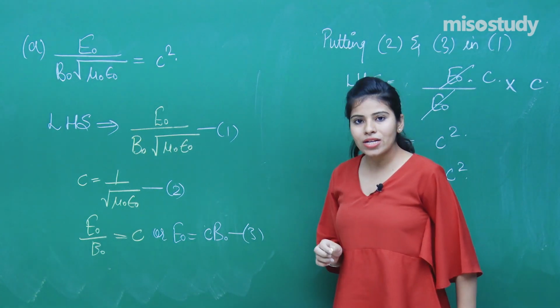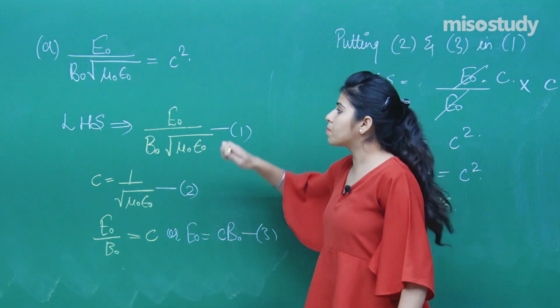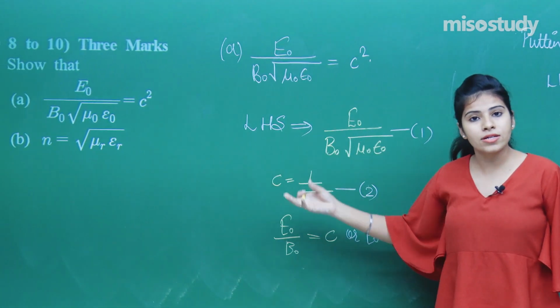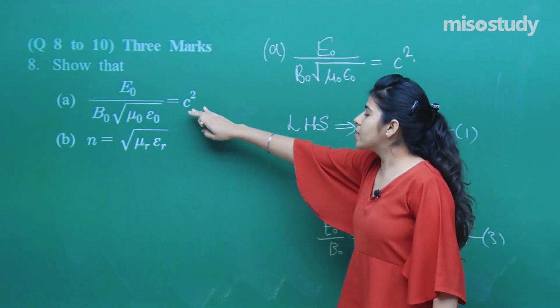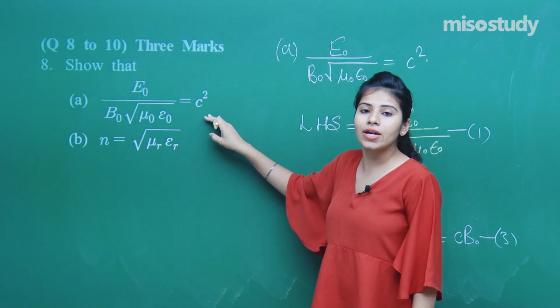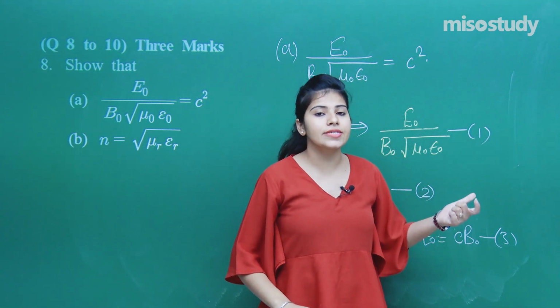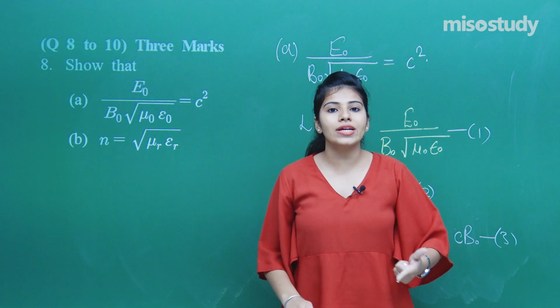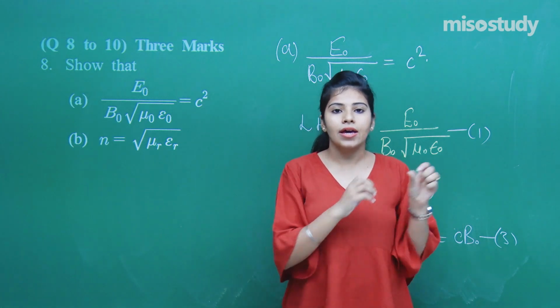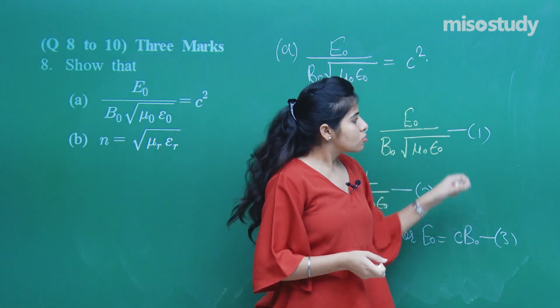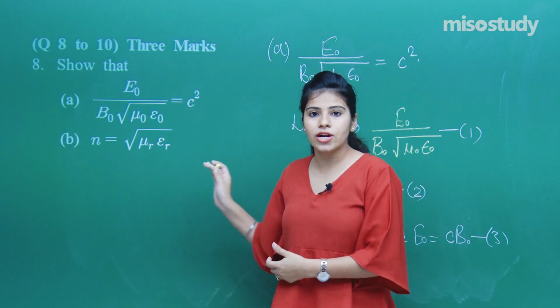So you can check your mistake on your own, because this is a question where you have to show that the left hand side will become equal to the right hand side. If you are not getting the same answer, then you should realize that you have made a mistake in attempting the question. So you can check on your own in such kinds of questions.